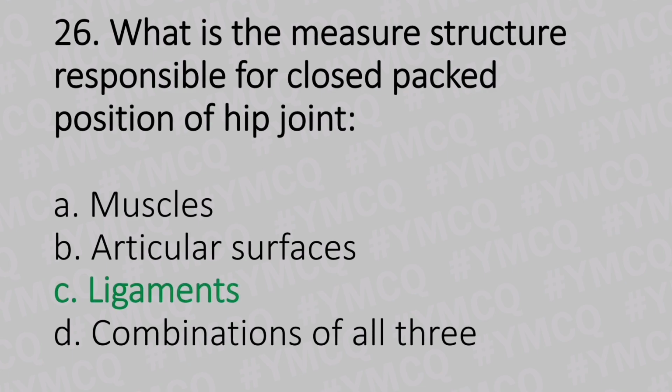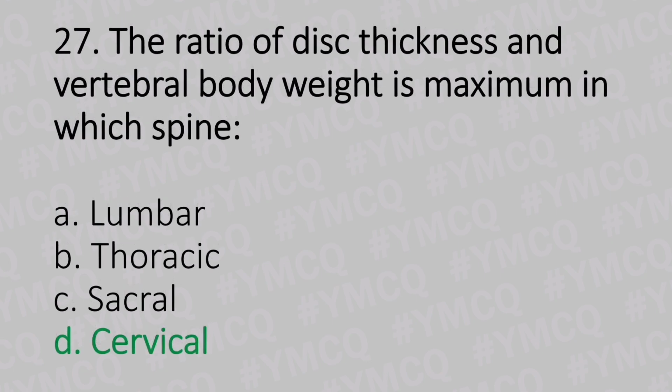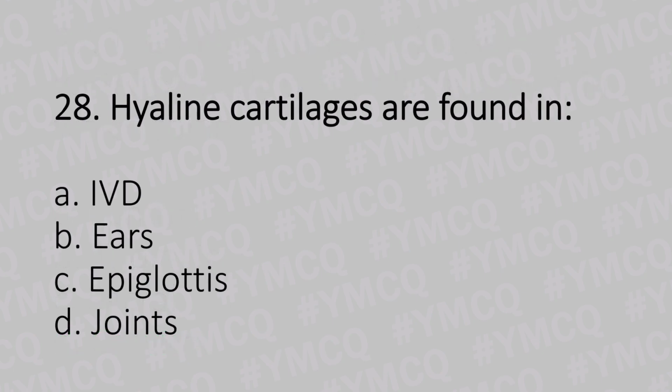Moving to our 27th question, the ratio of disc thickness to vertebral body height is maximum in which spine? Option A, lumbar. Option B, thoracic. Option C, sacral. Option D, cervical. And the answer is option D, cervical.